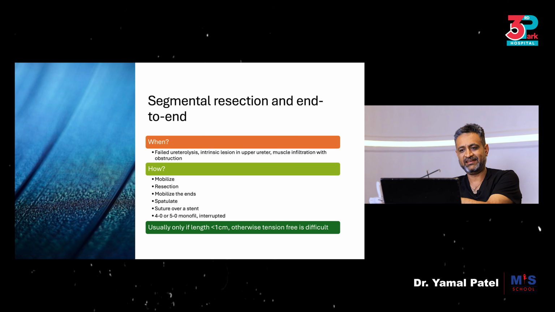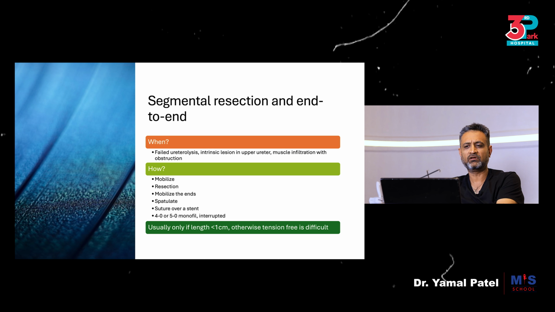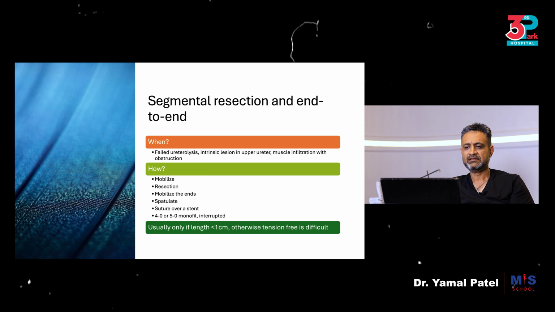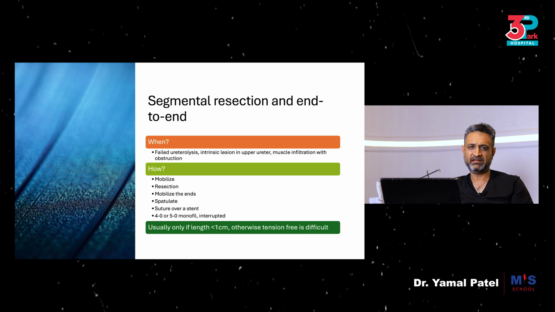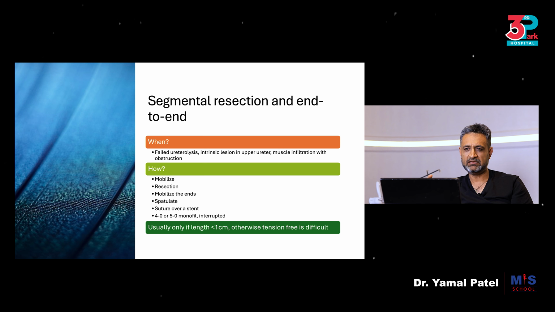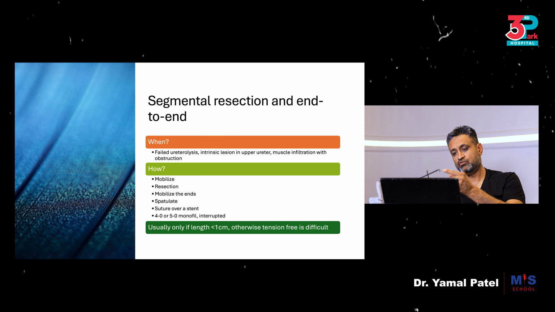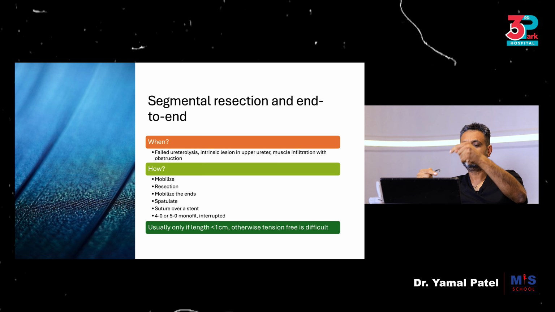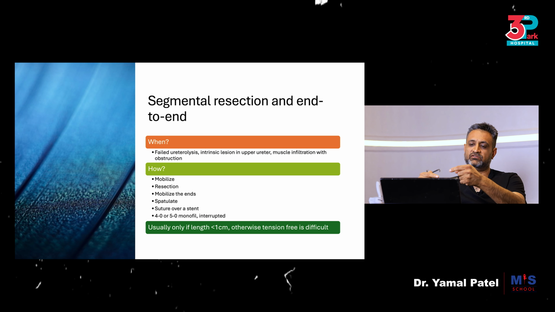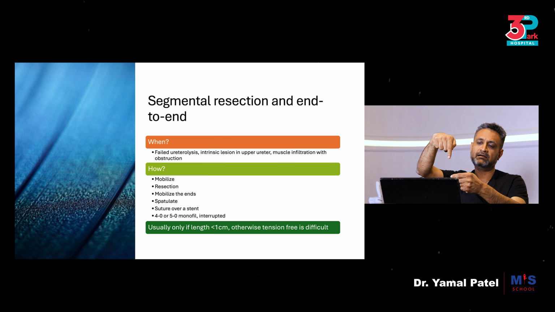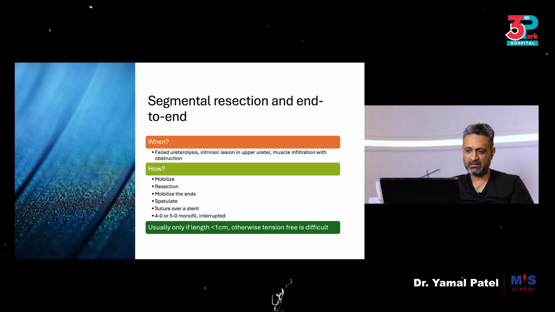suture over a stent using a 4-0 or a 5-0 monofilament by interrupted sutures, starting with the posterior 6 o'clock suture first, then you would have to go on the sides, 9 o'clock, 12 o'clock, and 3 o'clock sutures.